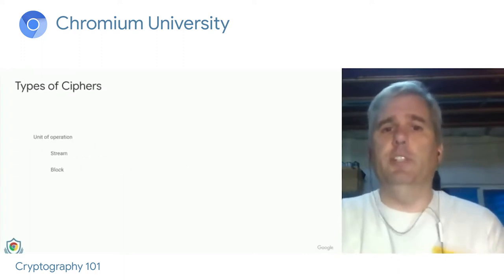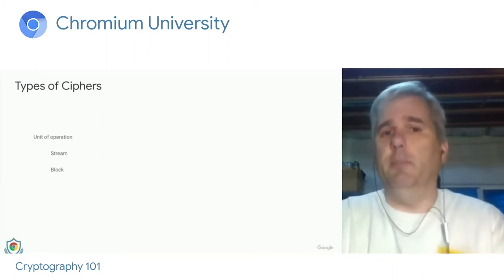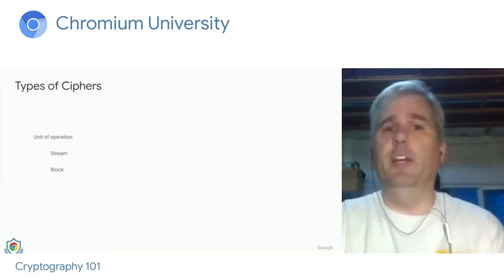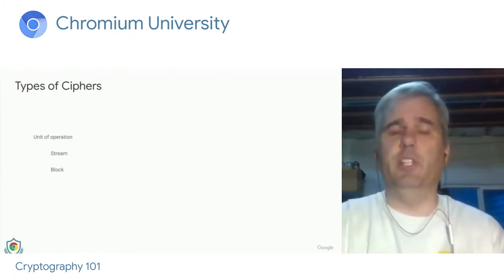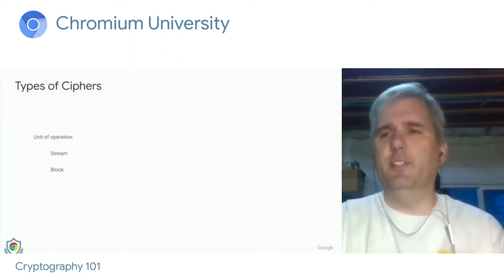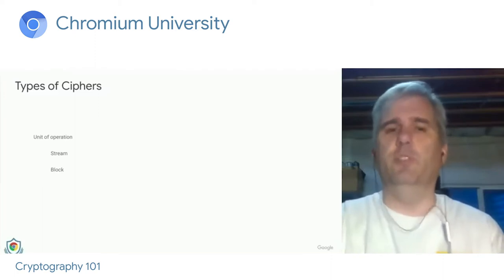So, depending on what Alice and Bob are communicating, they might use different types of ciphers. A stream cipher would encrypt a bit or a byte at a time, suitable for real-time data like voice or video. And a block cipher encrypts a fixed-size block of data, something when you've got data of a known length, like text, images, recorded video.